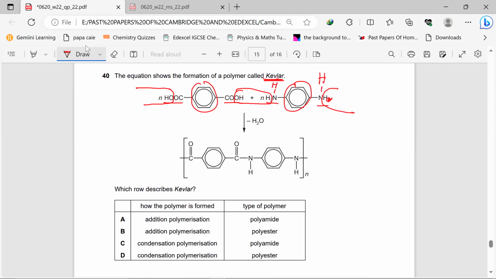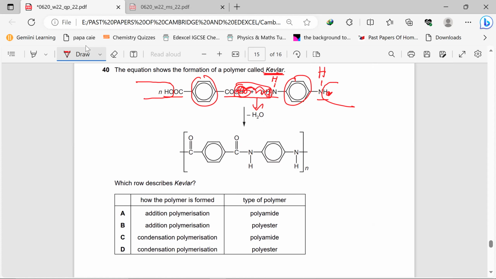That's how it goes. So you see you have C double bond O extension and then a ring, this ring, then C double bond O, then NH, because water will go out, water will not be here. This is the water which is going out. So NH, then the ring, then NH and extension. This is the thing. Which row describes Kevlar?